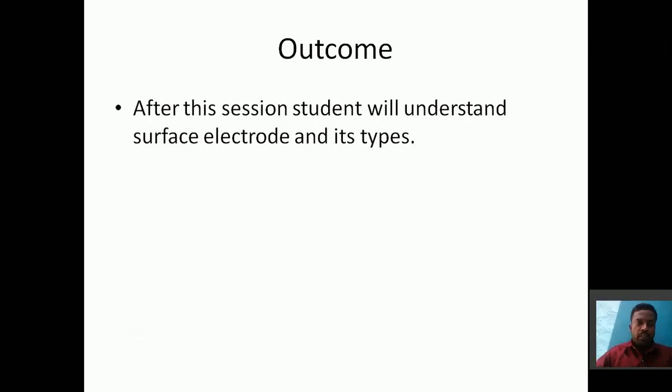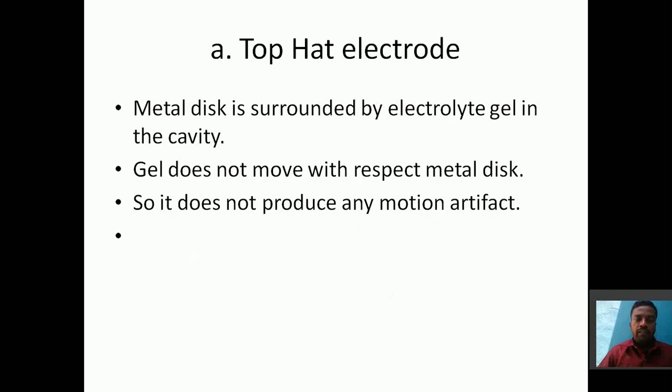Then the outcome of this session is that after studying it, the student can understand the surface electrode and its types, the different types of surface electrodes, their advantages, etc. Again, we review.